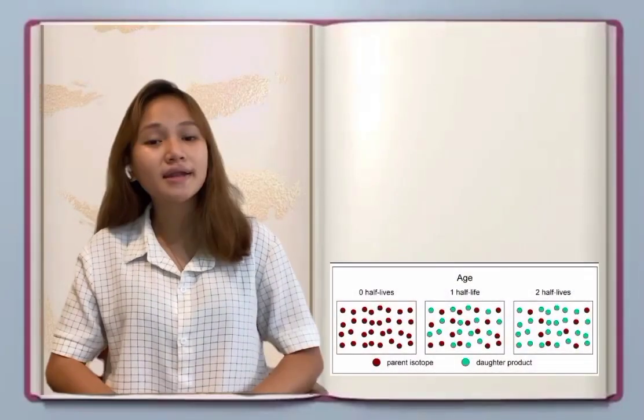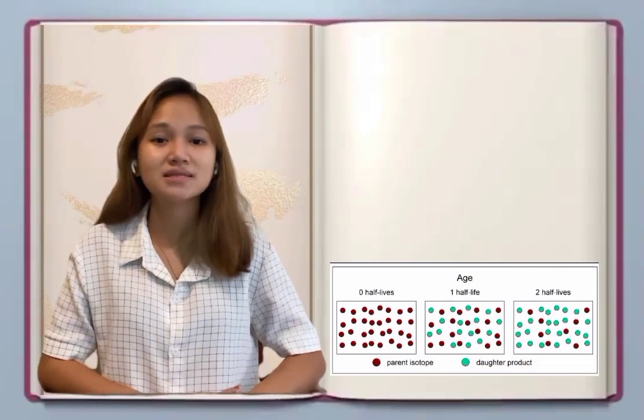Each isotope is identified with what is called a mass number. If the parent-daughter ratio is 1 to 1, then 1 half-life has passed. If it is 1 to 3, then 2 half-lives have passed. If it is 1 to 7, then 3 half-lives have passed, and so on. Therefore, knowing the half-life of the radioactive isotope and its parent-daughter ratio, geologists can determine the age of the sample. This method is called radiometric dating.